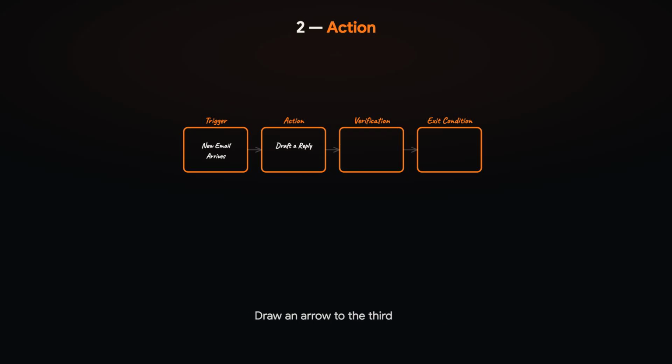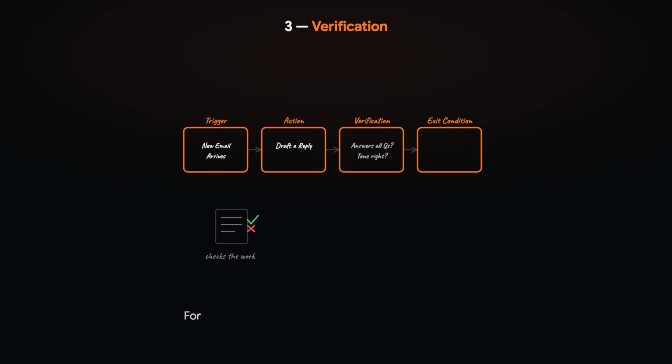Draw an arrow to the third box. This box is verification. Verification means checking whether the action actually achieved what you wanted. Think of it like a teacher marking homework. Finishing the homework is one thing. Checking whether the answers are correct is another. For our email example, write 2 questions inside this box. Does it answer every question? Is the tone appropriate? Those checks are important because they measure quality, not just completion.